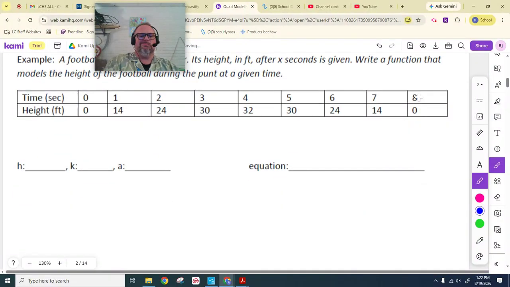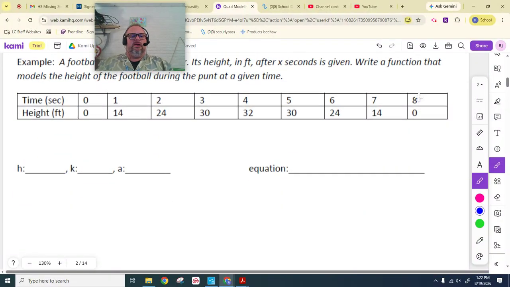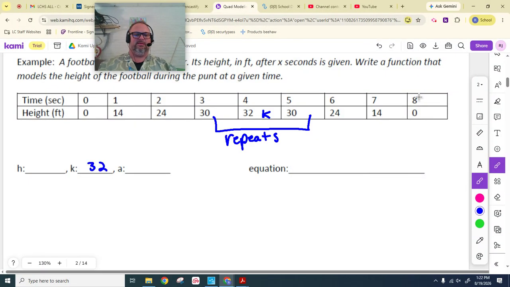All right. So, as we see, it goes 0, 14, 24, 30, 32, 30. All right. You see how this repeats? When those repeat, that is our k value. Right above our k is our h value.